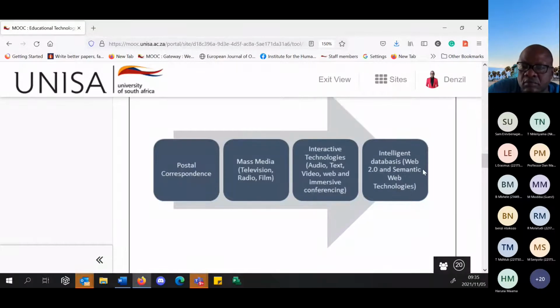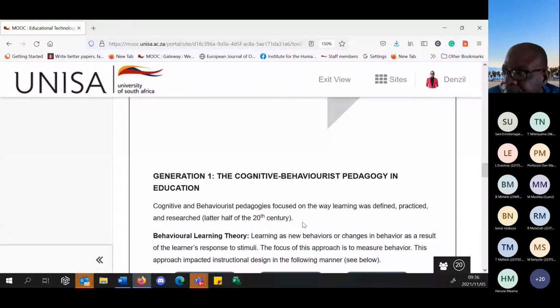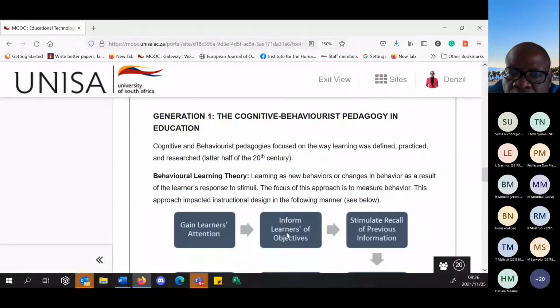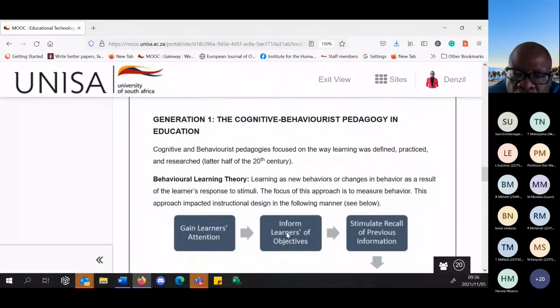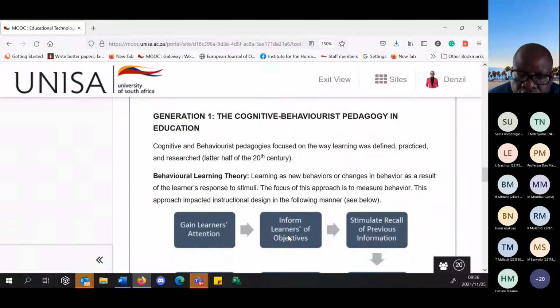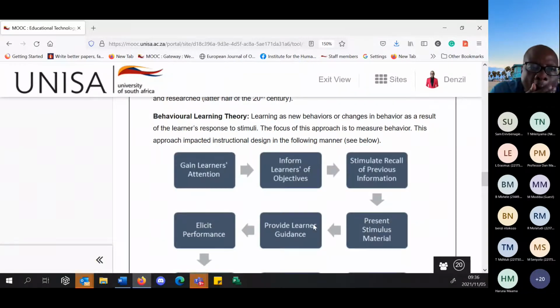But it really is about the tool. Technology is creating a tool in education to enable us to rethink our teaching and learning approach. Then the first one is the cognitive behaviorist perspective, right? So let's look at how he unpacks this, the cognitive behaviorist approach. When you read this article, you'll see that he unpacks it this way.